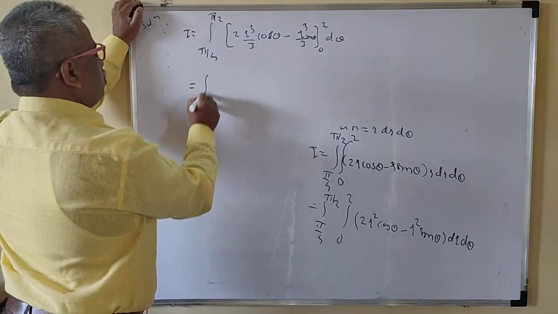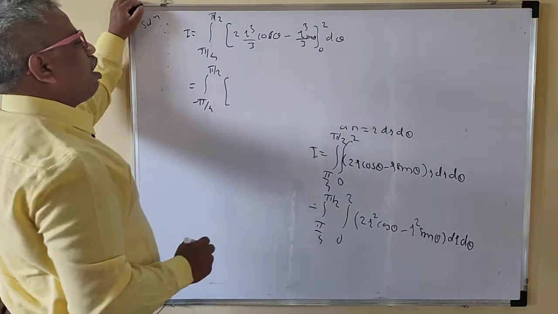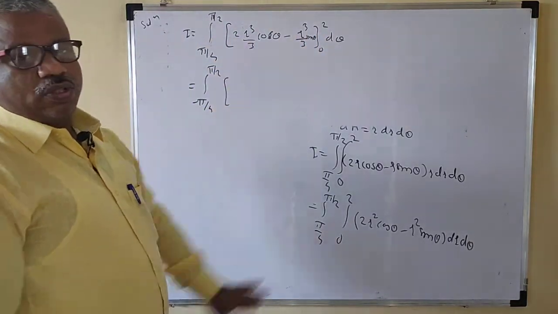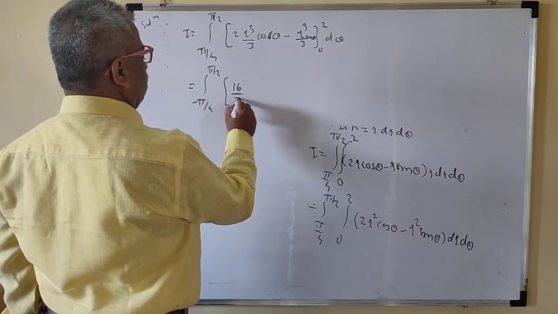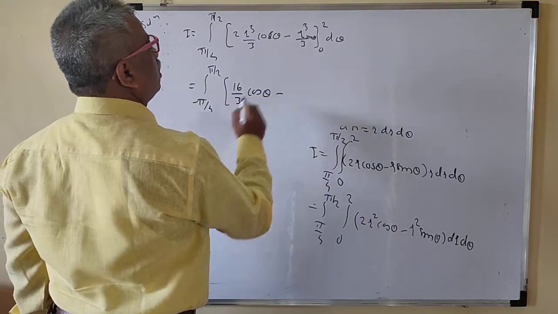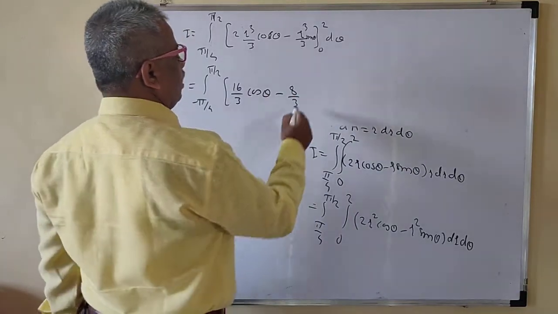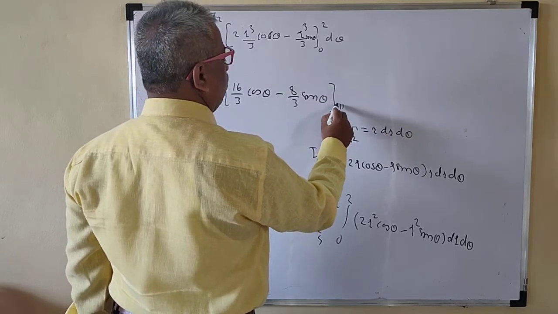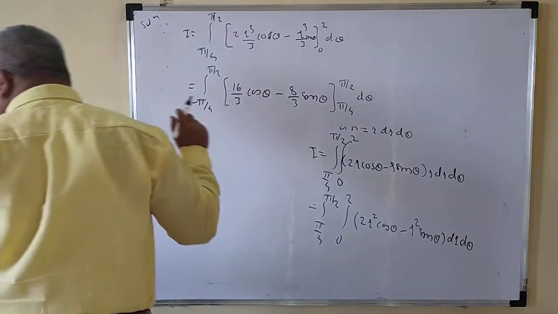Now this is pi by 4 to pi by 2. You have to put r equal to 2. If you put r equal to 0, then everything is 0. Only I have to put the upper limit now. So this is 8, so 16 by 3 cos theta minus 8 by 3 sin theta, from pi by 4 to pi by 2, d theta.